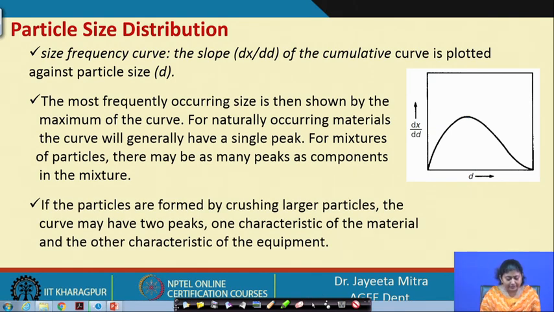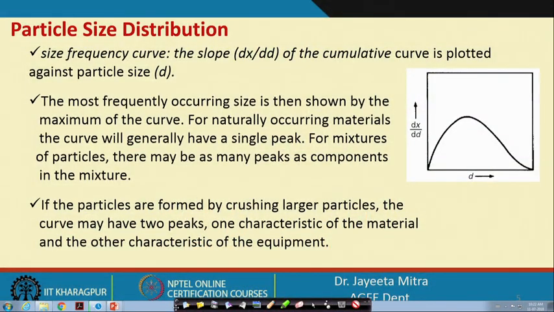Now, if the particles are formed by crushing larger particles, the curve may have two peaks. One is the characteristic of the material, because the material has a certain orientation, and upon getting a similar kind of force, it has a tendency to break in a definite size. The other is the characteristic of the equipment. The way the force is applied, it will have a tendency to make the particles in a definite kind of shape. Because of these two, we may get two definite high frequency peaks in this frequency curve.